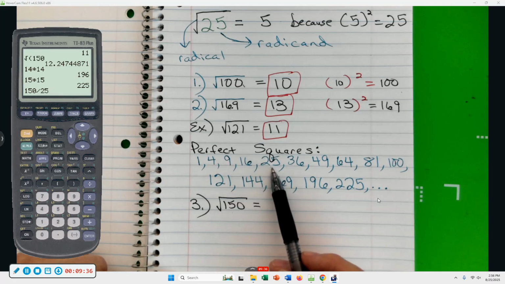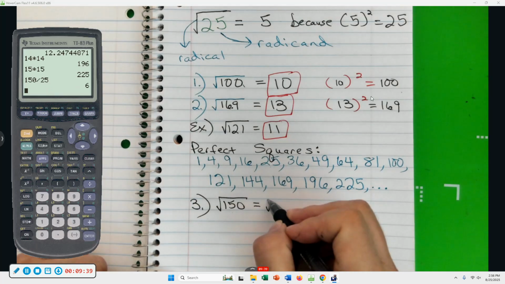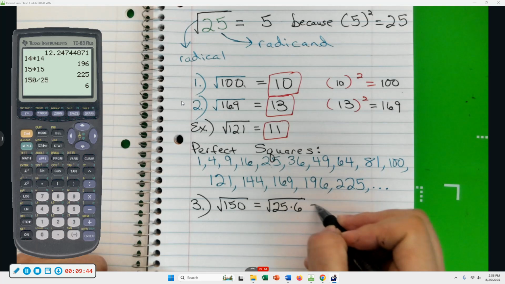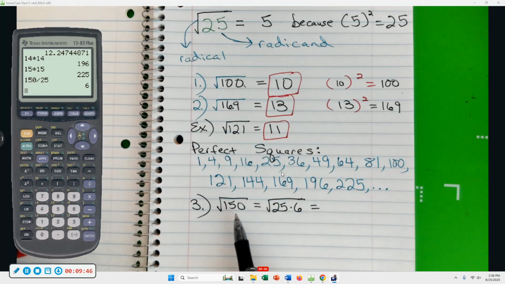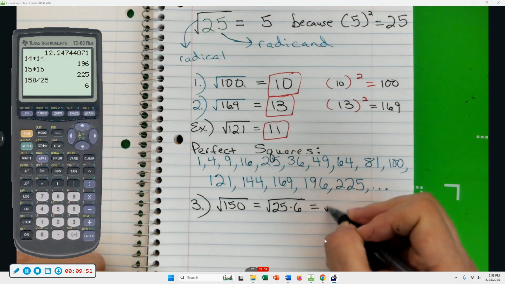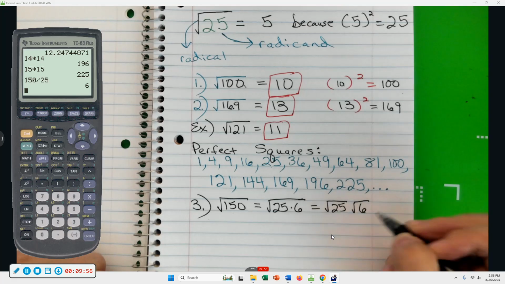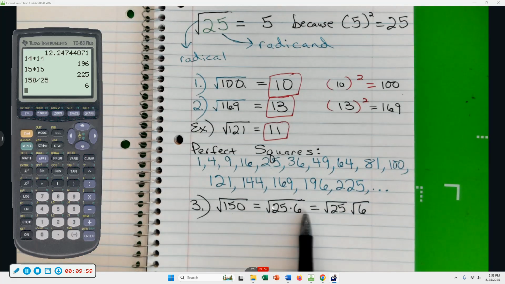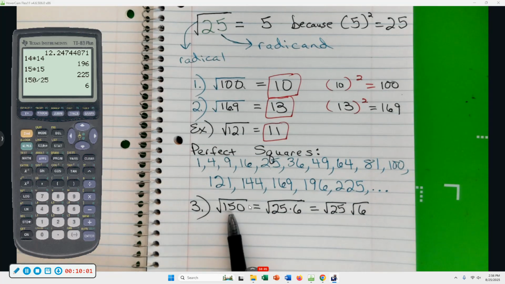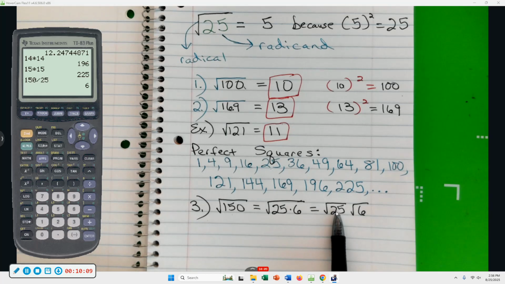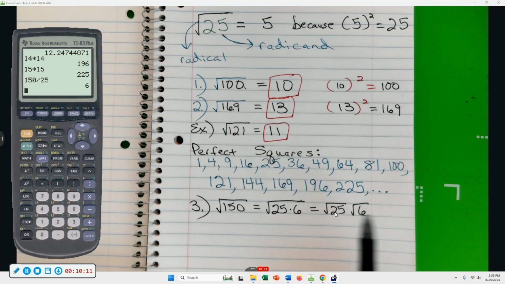What's 150 divided by 25? 6. I think it's 6. You're right. So you think of 150 as 25 times 6, and then we write that separately. It's the square root of 25 times the square root of 6. I'm going to be skipping this step right here. From now on, if I'm trying to reduce a square root that's not a perfect square, I'll go straight to this step here. And now what's the square root of 25? We've already said that. 5.